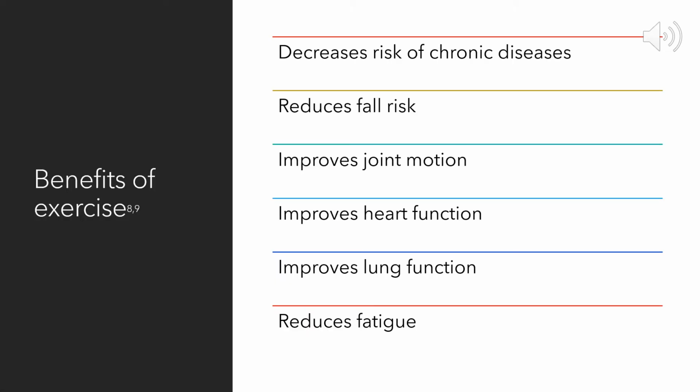Exercise has many benefits on physical and cognitive health that is essential for healthy aging. A few of these benefits include decreased risk of chronic diseases such as heart disease, colon cancer, and diabetes. It can also reduce blood pressure for people with hypertension. Exercise can decrease fall and fracture risk, improve joint motion, improve heart and lung function, and reduce fatigue. Exercise also has an impact on our mental and cognitive function by reducing feelings of anxiety or depression and improving memory and attention.